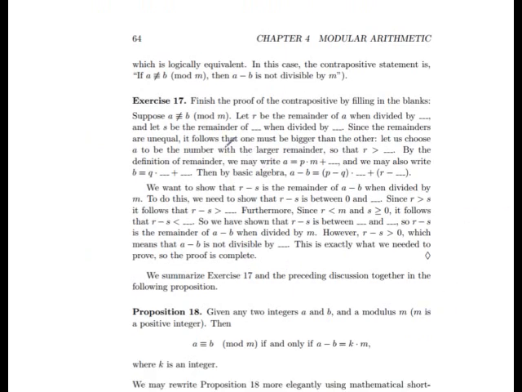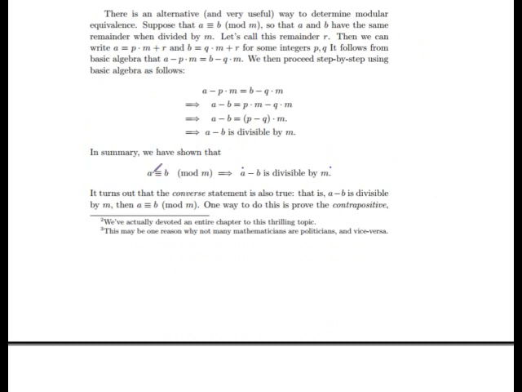And we want to show that a equivalent to b mod m is the same thing as saying that a minus b is divisible by m. So you have to show this actually both ways. You have to show that a is equivalent to b mod m implies a minus b is divisible by m. That means that if this statement is true, then this statement is always true. You want to show the reverse as well. That will show that these two statements, a equivalent to b mod m and a minus b is divisible by m, are actually equivalent. So this is what's called an if and only if statement.